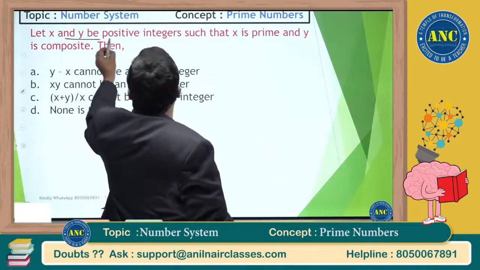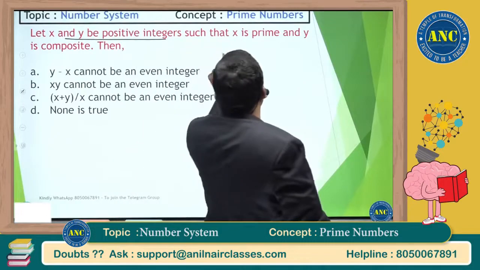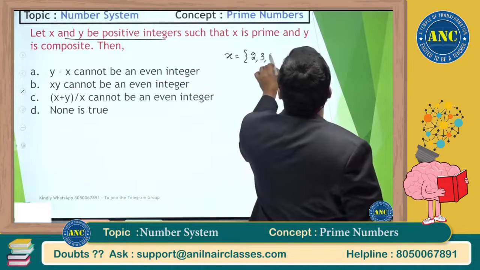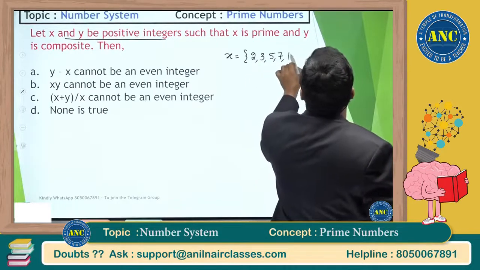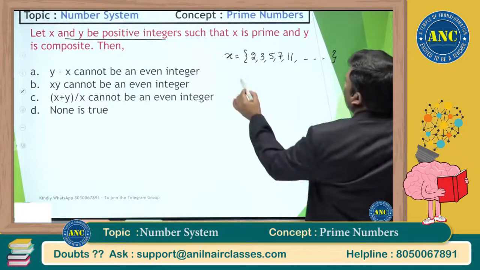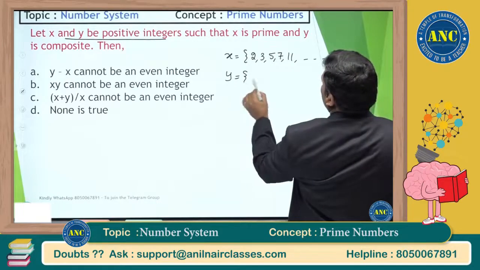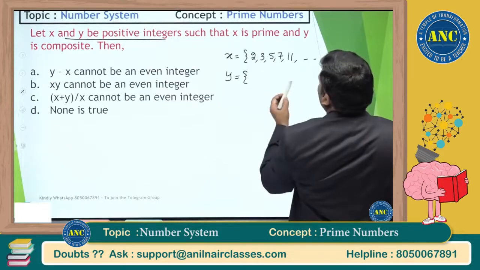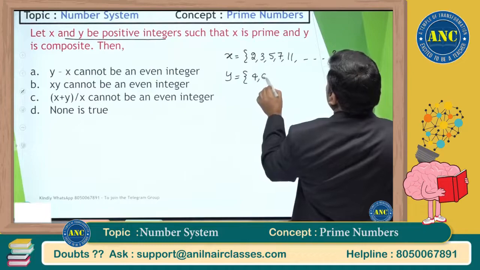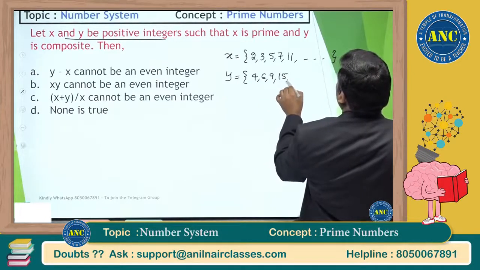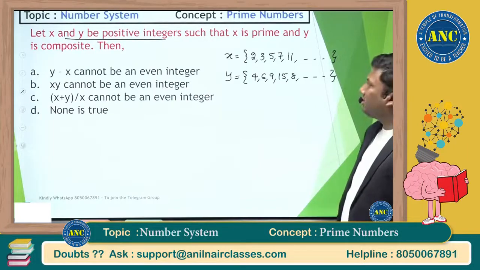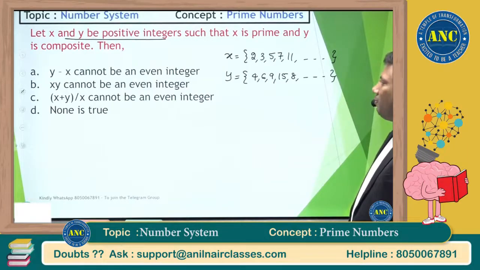Let x and y be positive integers such that x is a prime number. If it is a prime number, the series will be like this: 2, 3, 5, 7, 11 and so on. And y is a composite number. A composite number is any number which has more than 2 factors. So it can be 4, 6, 9, 15, 8 and so on. X is a prime number, y is a composite number.